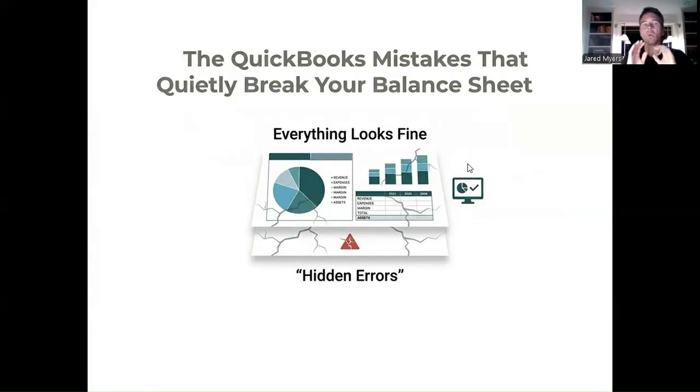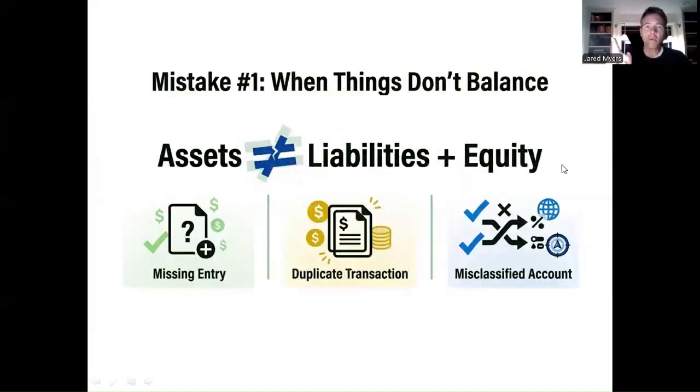Last couple of thoughts. We're almost done here. The mistakes that quietly break your balance sheet. All right, this is the part that nobody tells you. And it's the part where most QuickBooks users silently mess up their books. Let's go through the big ones. Mistake number one, things not balancing. If assets do not equal liabilities plus equity, something is broken. Even a $1 difference means missing entry, duplicate transaction, or misclassified account. QuickBooks should always balance. That's literally the name of the report.